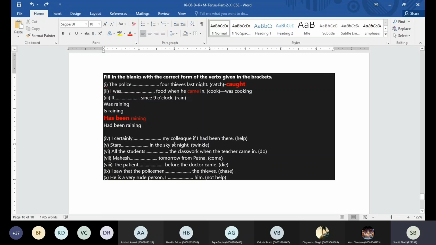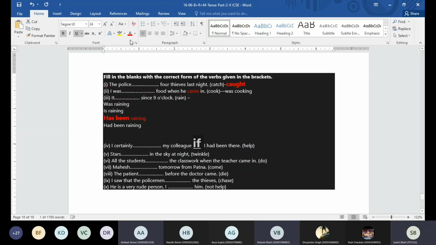I dash my colleague if I had been there. So helped. Okay. Let me highlight something. I would have helped. Very good. Okay, we have had been here. That means which tense are we using? We are using past perfect. On the result side, what am I going to use? Would have helped will be there.